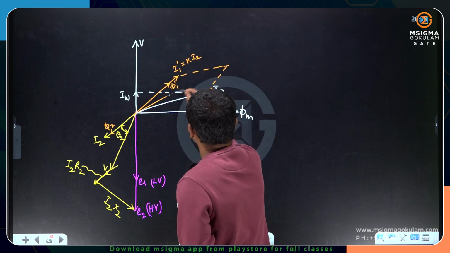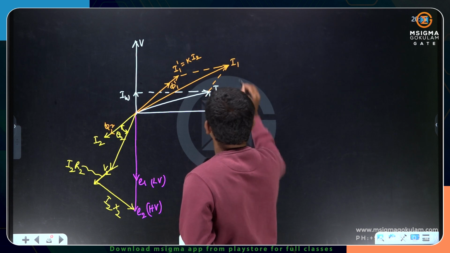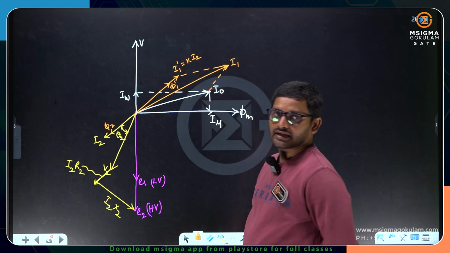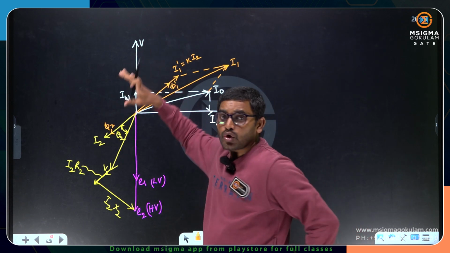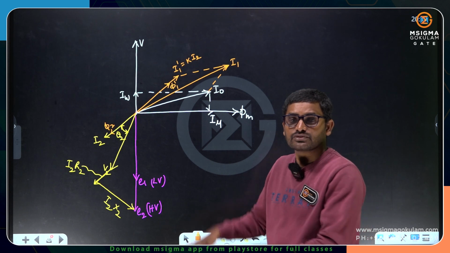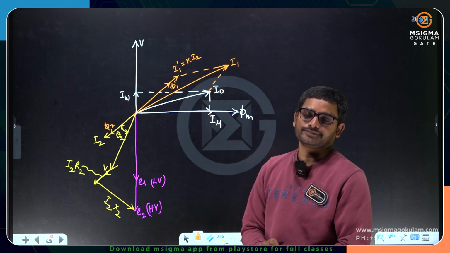This is going to be the I1 now. This is the primary current now. Now I got primary current. Okay. Now I want to calculate total supply voltage. Supply voltage is equals to what we have got? Supply voltage is equals to EMF plus drops.